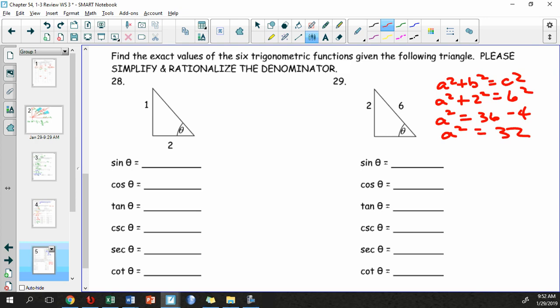Yes? 32, if I take the square root of that, that's going to be the square root of 16 times 2. So that's going to be a is equal to 4 square roots of 2. Yes or no? Do we understand that? 4 square roots of 2. Yes?